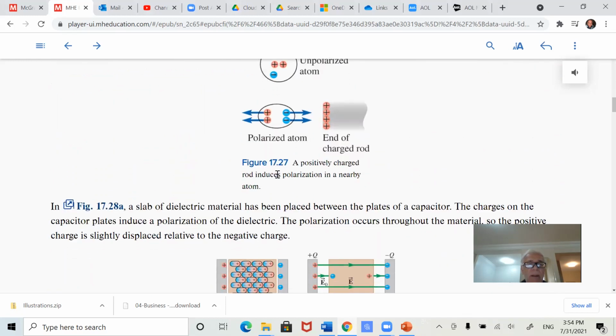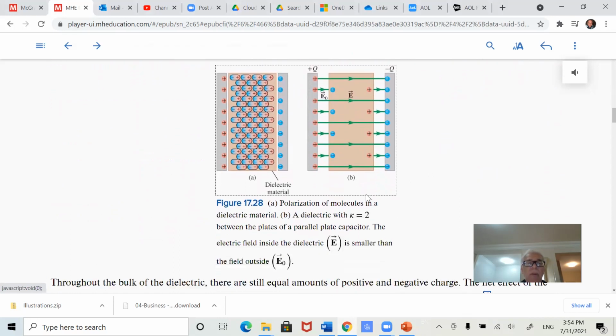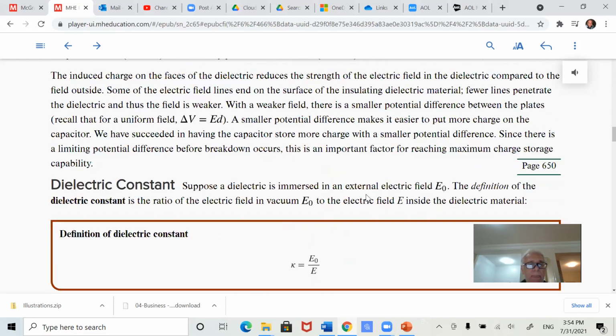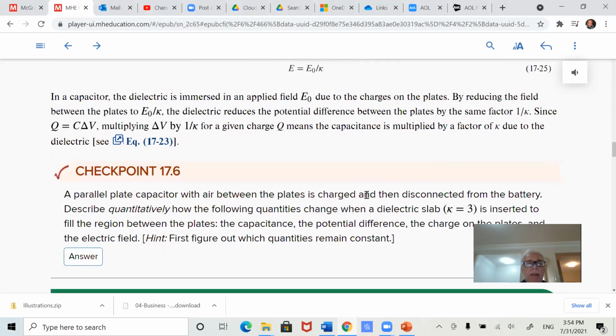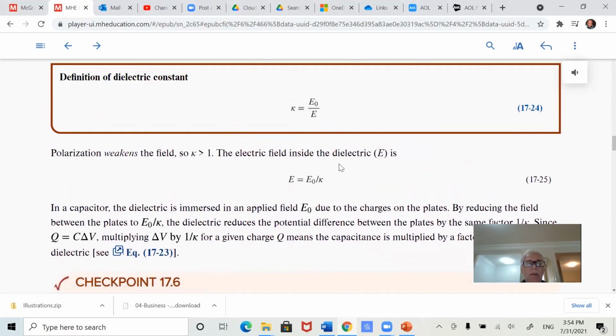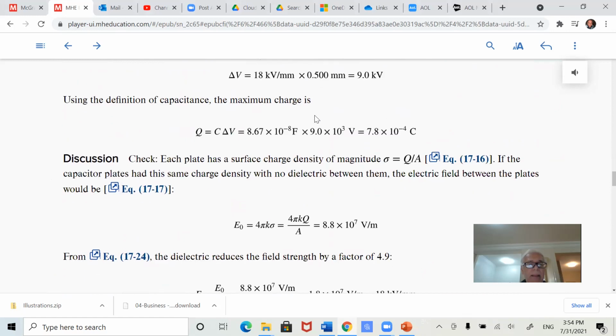We have polarization in a dielectric, and it's the polarization in a dielectric that causes the capacitance of a capacitor to increase. That's the relationship between the dielectric constant and the field without the dielectric, divided by the field with the dielectric.